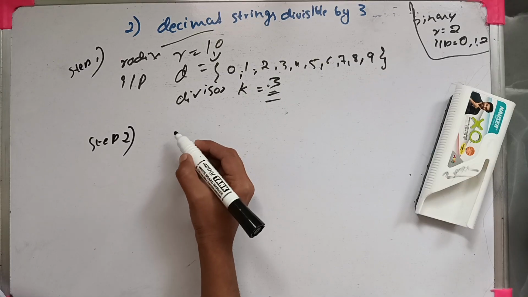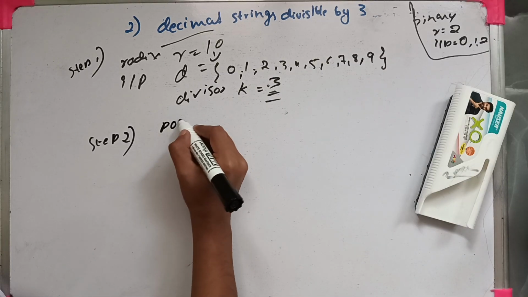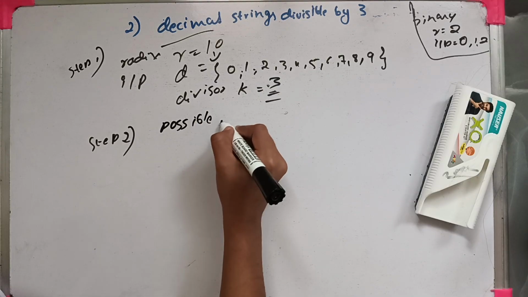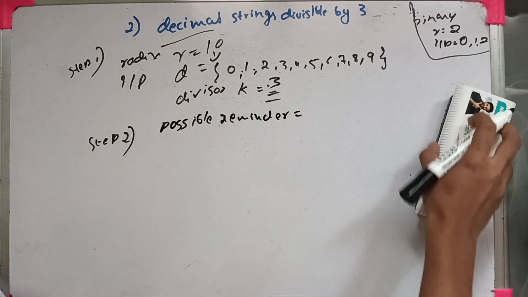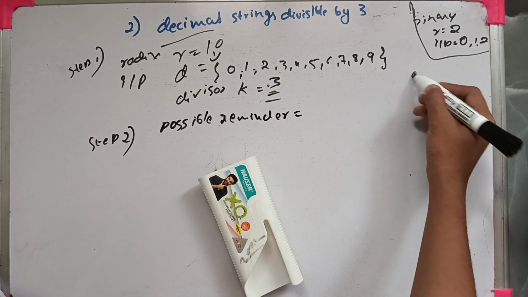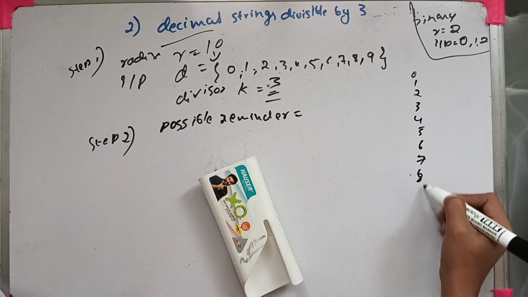Okay, and in step 2 we need to find what are the possible remainders. Okay, possible remainders. So what we have, 0 to 9, these are our inputs.